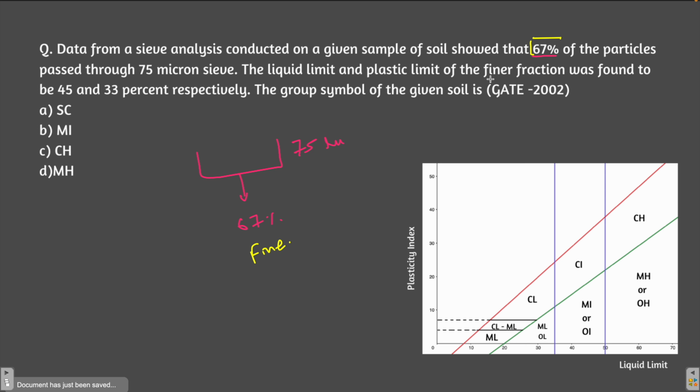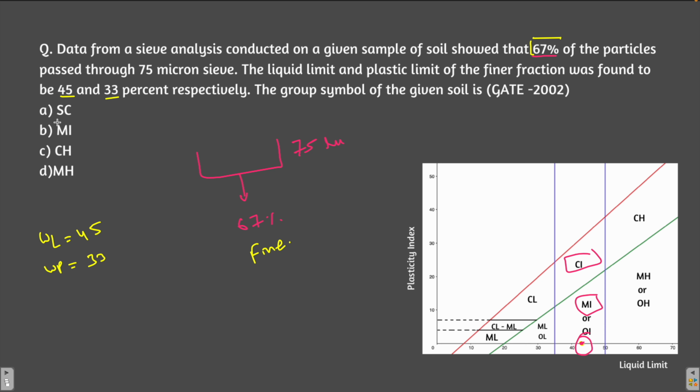The liquid limit and the plastic limit of the finer fraction were found to be: liquid limit 45 and plastic limit WP 33%. The group symbol of the given soil is... So, okay, we have to find the group symbol. Liquid limit is 45%, that means it lies somewhere between 35 and 50. So it is either clay with intermediate plasticity or silt with intermediate plasticity. Whatever it is, it is intermediate plasticity, right?